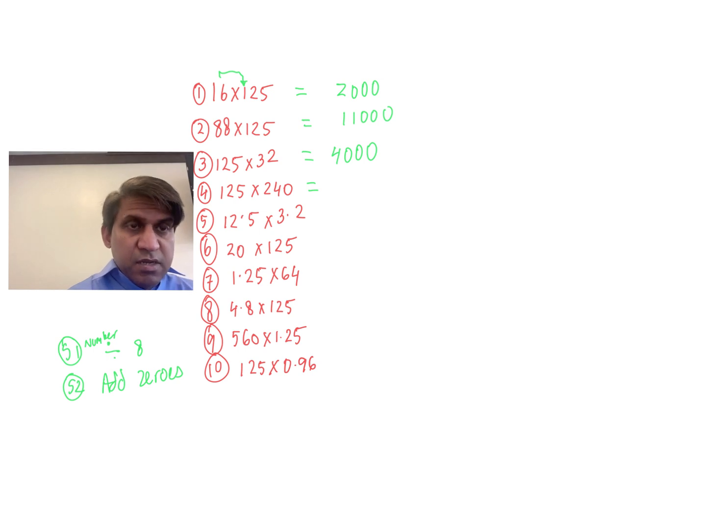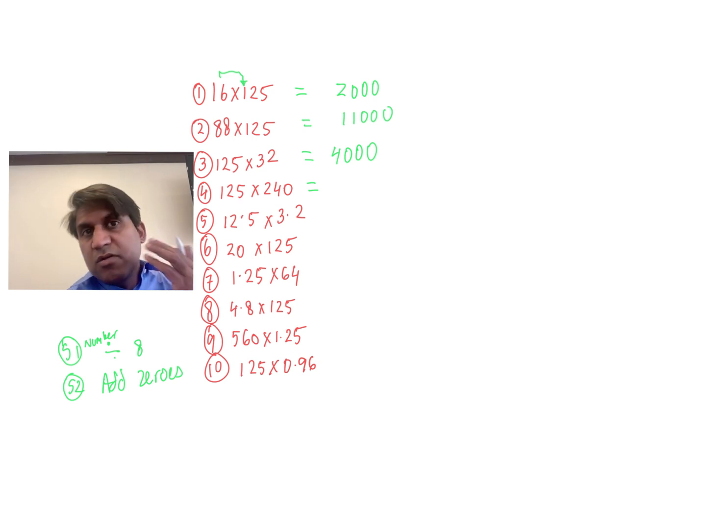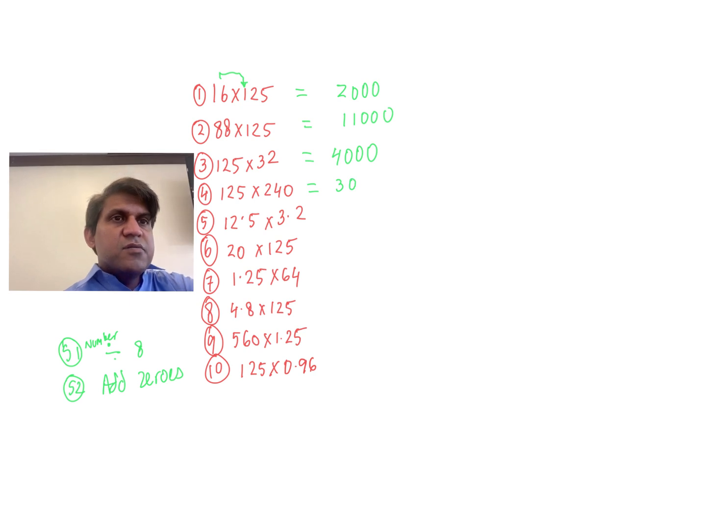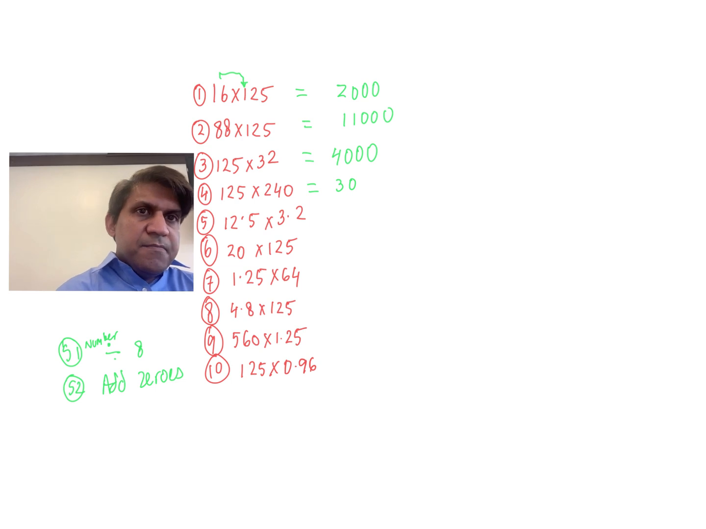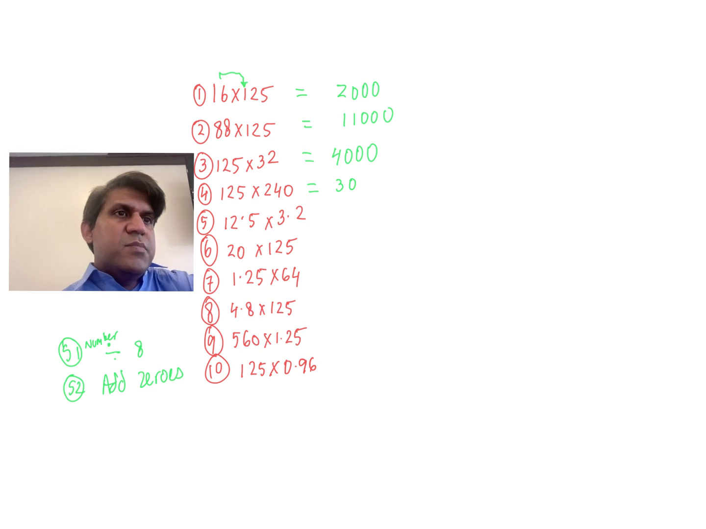Next one, 240 times 125. So 240 divided by 8. We can also do 24 divided by 8, which gives us a 3, and then we add the 0. Now if I'm doing 240 multiplied by 100, I get 24,000. So now I've got a number above 100, so this will be more than 24,000. So my answer will be 30,000.